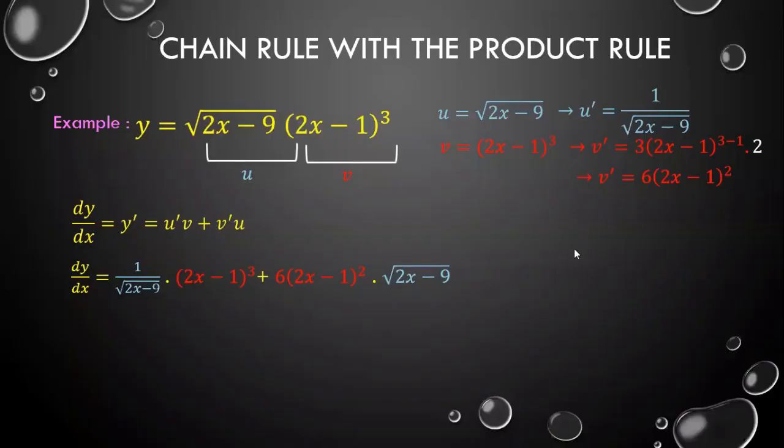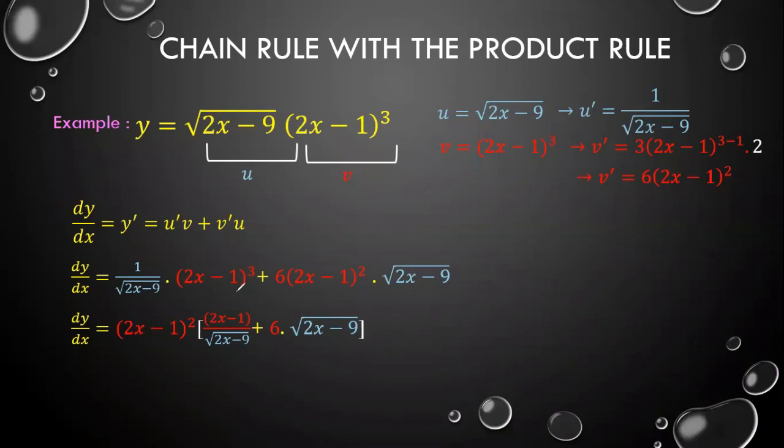Okay, so we can continue to simplify this function. dy over dx equals 2x minus 1 squared in parentheses, 2x minus 1 over root of 2x minus 9, plus 6 times root of 2x minus 9. So I want to explain how it works. Okay, everyone, I want to show you how this one works.